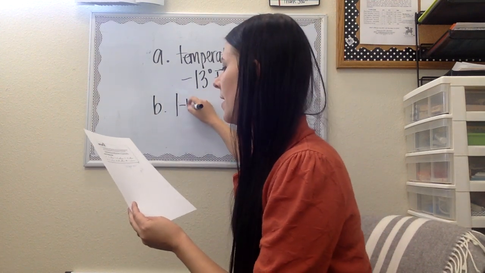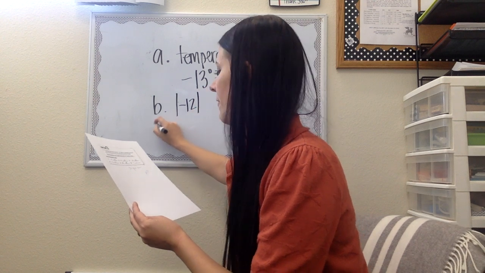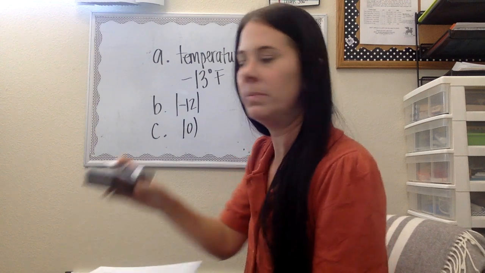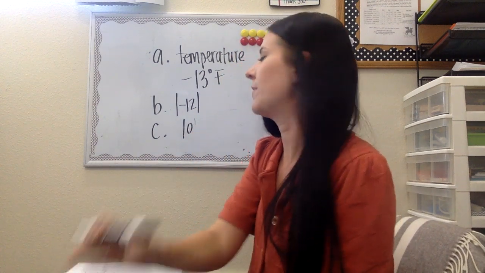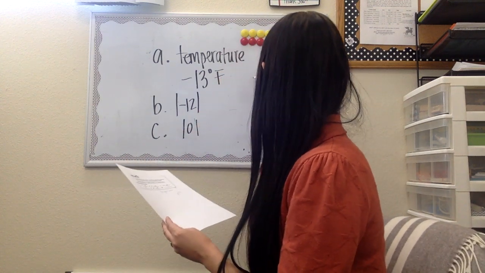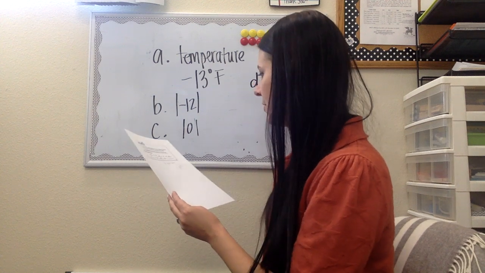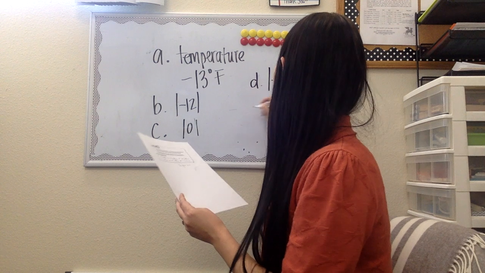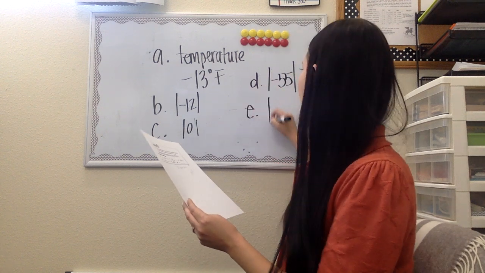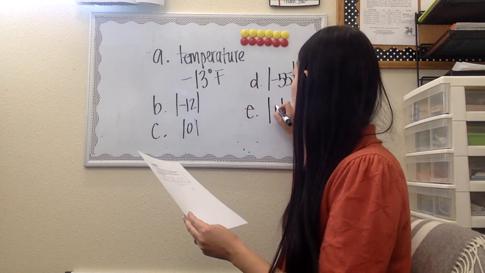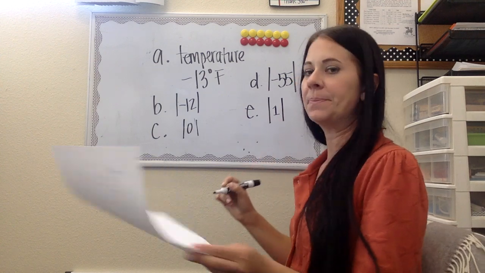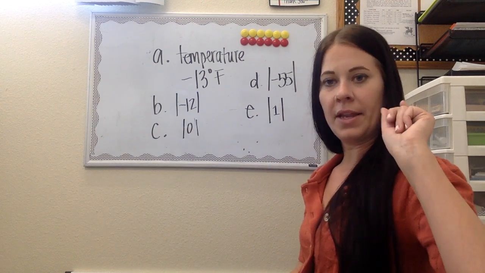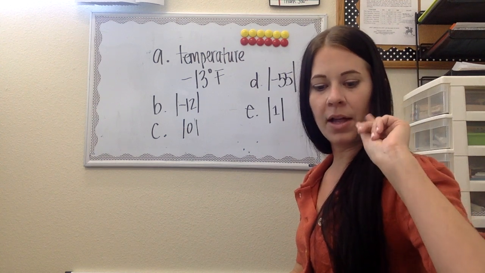The next one I want you to do, and you can pause at any point, is find the absolute value of negative 12. Find the absolute value of 0. Oops, that was not supposed to be a parentheses. Let's fix that. Sorry about that. And letter D, why don't you find the absolute value of negative 55? Let's do one more. Let's do letter E and find the absolute value of 1. Okay, so pause the video, try these problems, and then go ahead and turn the video back on when you've tried them.